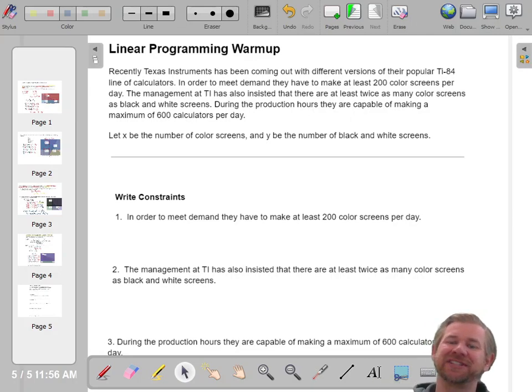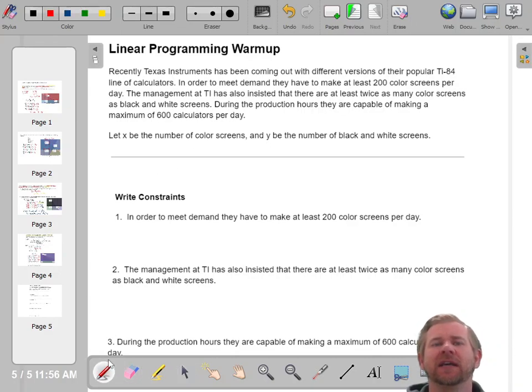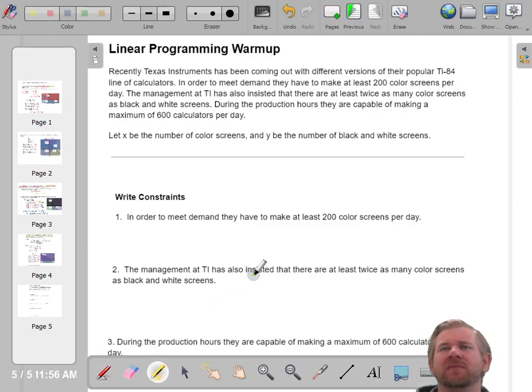Hello everyone, let's do one more linear programming problem together. This is your warm-up. If you're here, we're using the Desmos thing as well. But if not, let's kind of talk about it. We first need to figure out the constraints and then we'll look for an objective function.